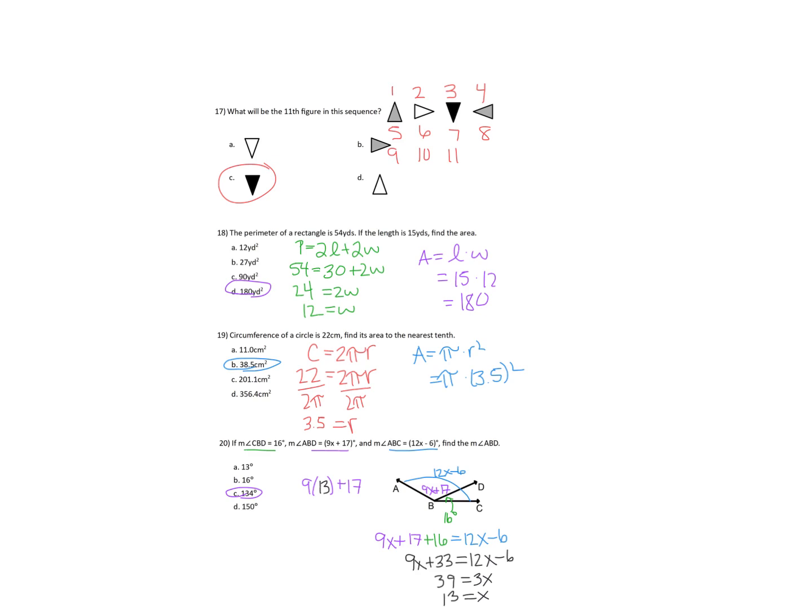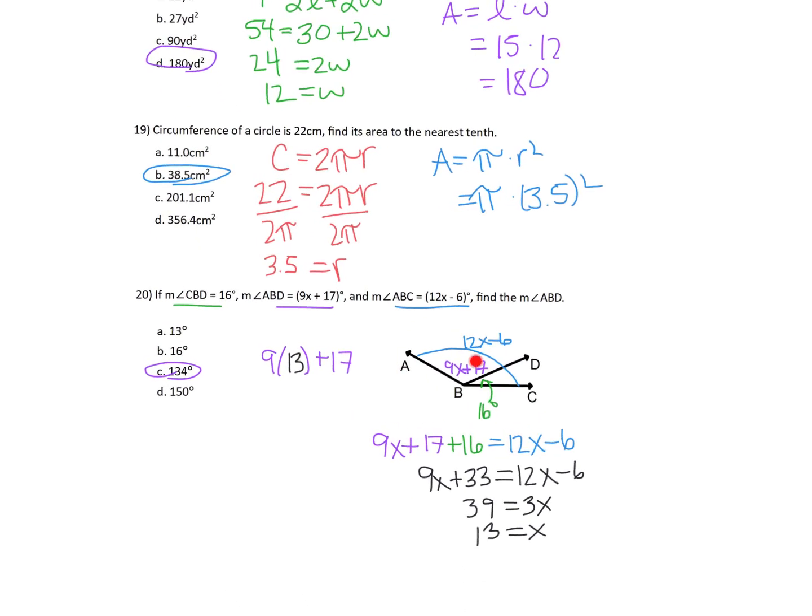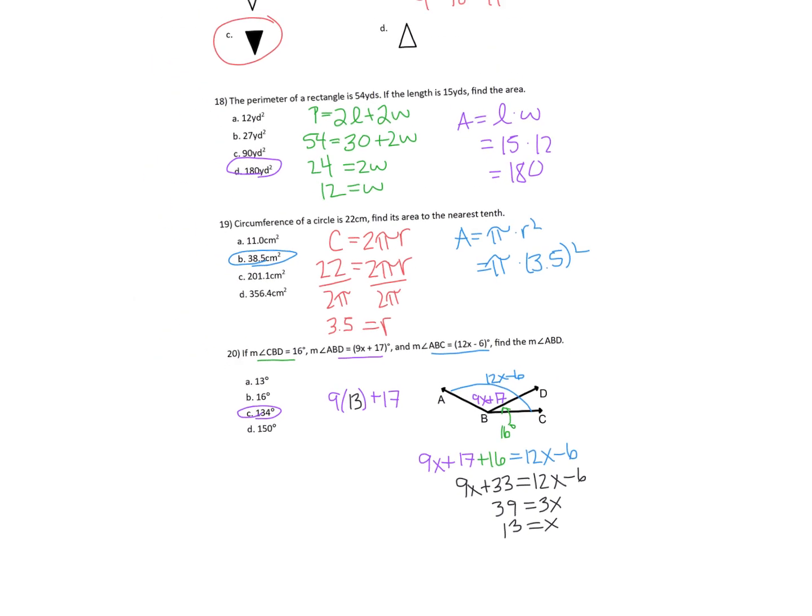Number 20, again, I'll zoom in on this one, I guess. You want to pay attention to my color coding. 16 degrees in this little sliver, 9x plus 17 in the bigger piece. The whole thing is 12x minus 6. So this was really just an angle addition problem. I can add the purple and the green, and it equals the blue. Okay.